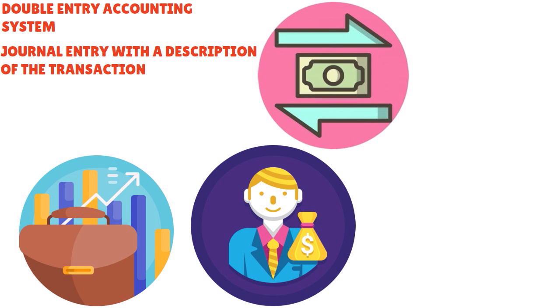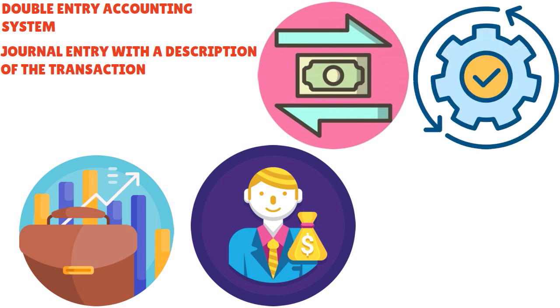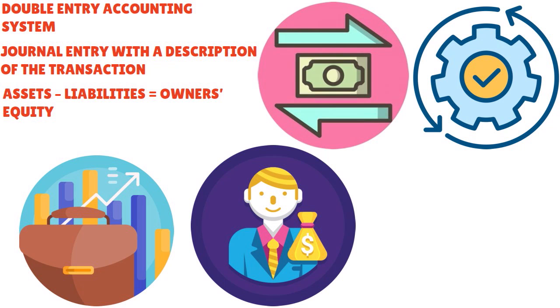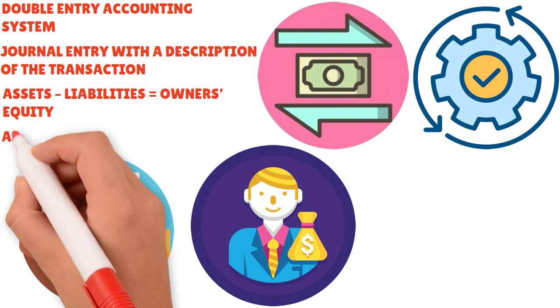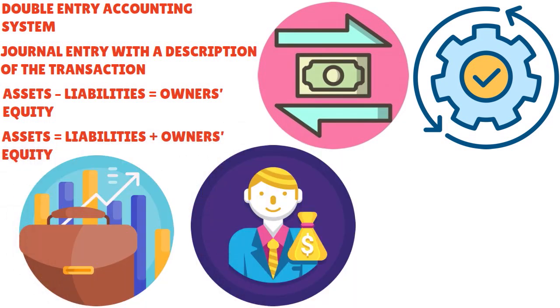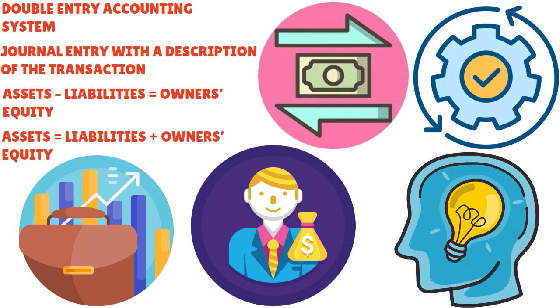And you can have this done automatically. Let me show you on the screen here. The accounting equation is assets minus liabilities equals owner's equity. That's one way to look at it. Or assets equal liabilities plus owner's equity. So I'm going to put those two equations on the screen so you can have a clear idea.